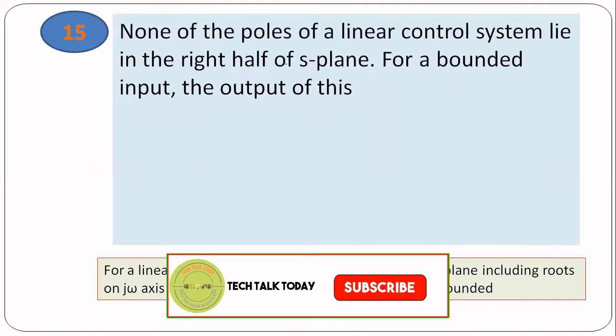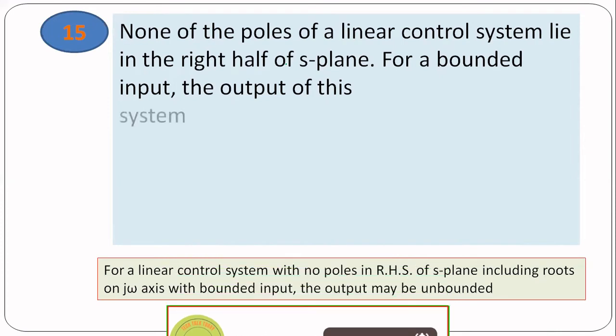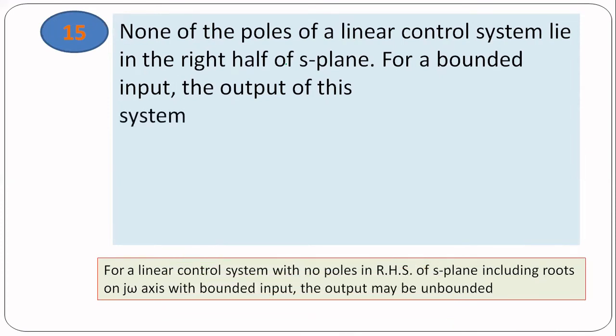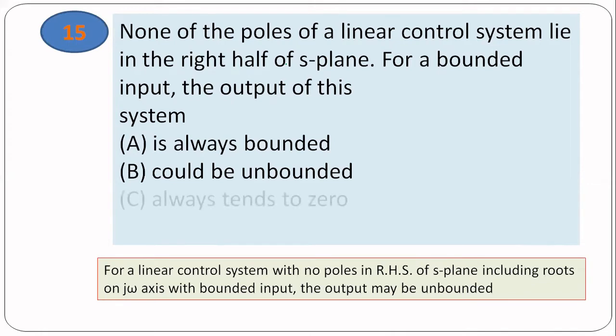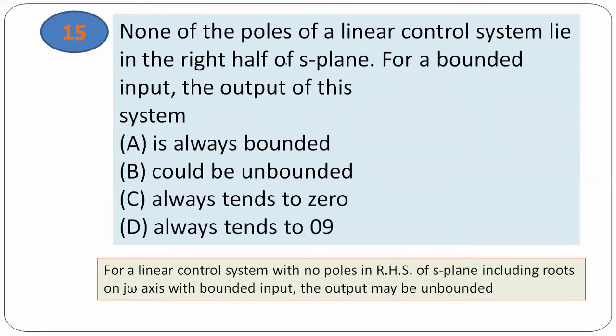This is again about poles of a linear control system. None of the poles of a linear control system lie in the right of the S-plane. For a bounded input, the output of the system must be... these are the options available. For any linear control system with no poles in the right half, with poles on the j omega axis, for a bounded input the output may be unbounded.